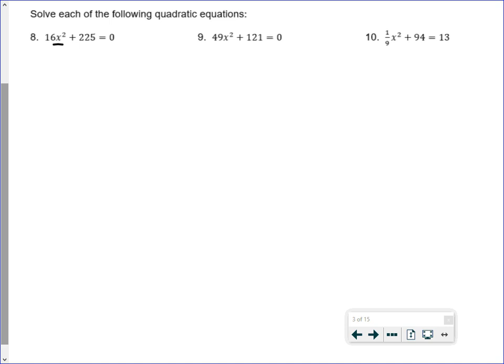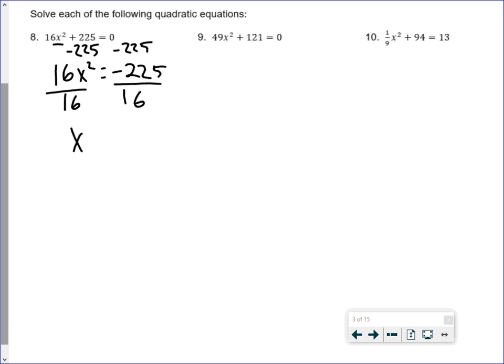So what we're going to do with this, we're going to isolate the x value. So minus 225 on both sides. So we get 16x squared equals negative 225. Then we're going to divide by 16.